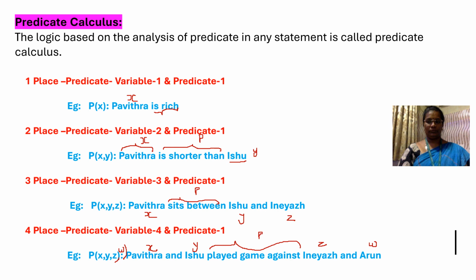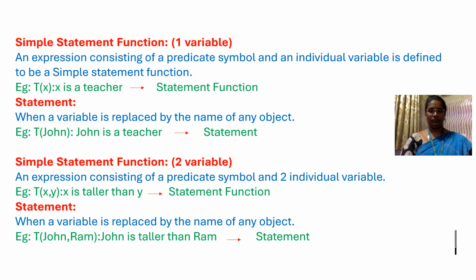So with this understanding of n place predicates, now let us look into how a simple statement function for one variable or two variables is defined. An expression consisting of a predicate symbol and an individual variable is defined to be a simple statement function. For example, x is a teacher. So T of x is our predicate function or a propositional function, also known as the statement function.